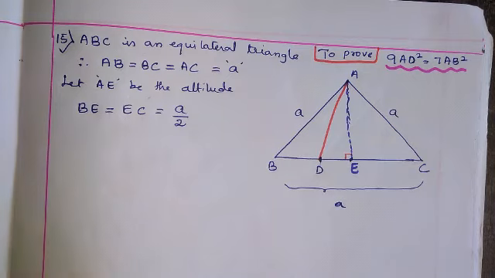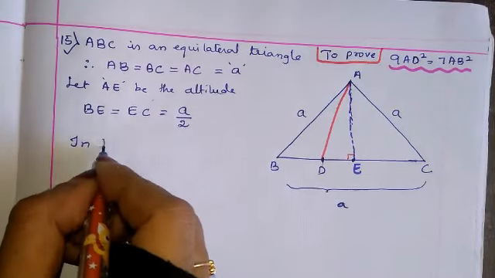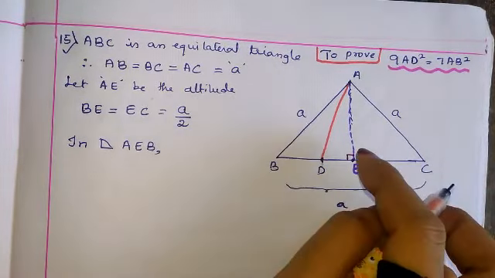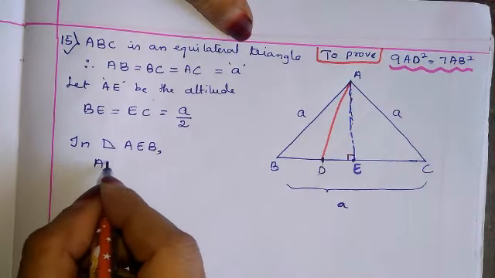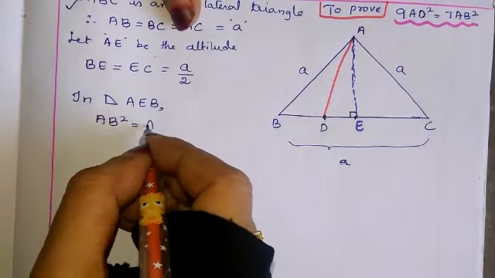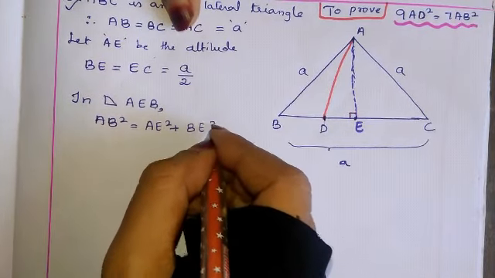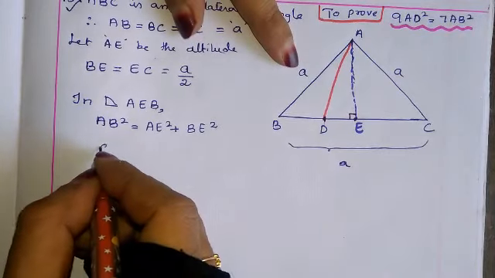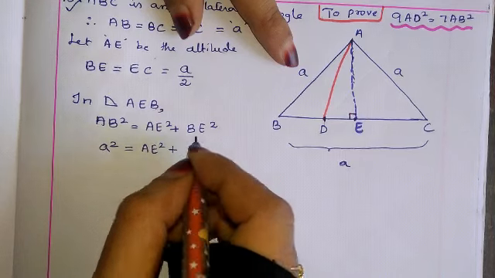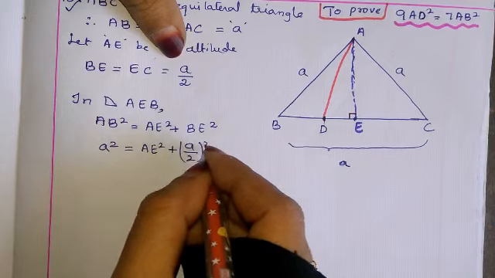In triangle AEB, the big triangle, we know that angle E is 90 degrees, so the opposite side AB square is equal to AE square plus BE square. AB is a, I have taken side a. We don't know AE as it is. BE we have found as a by 2, so a by 2 square.